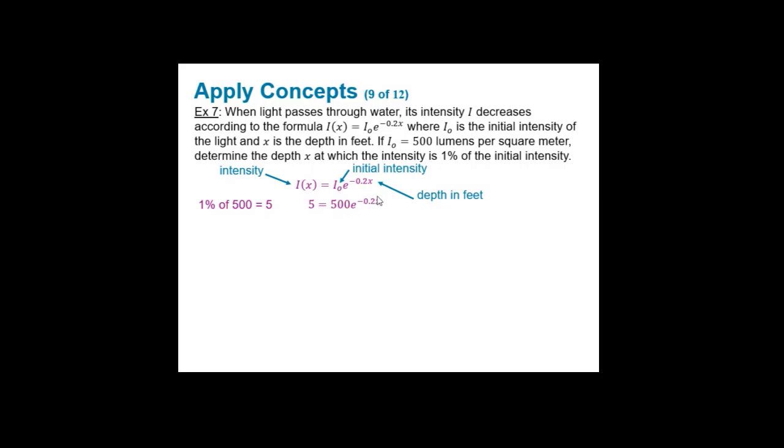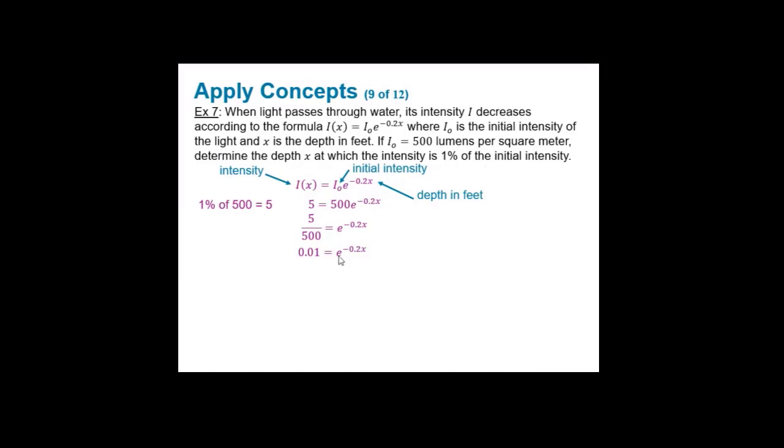So I see that x is part of the exponent, so that means I'm going to have to use log to solve this eventually. But first I have to isolate the exponent part. So my first step is to divide both sides by 500. So 5 divided by 500, I get a terminating decimal. So I can write that exact answer down. So I'm going to go ahead and replace that with 0.01.